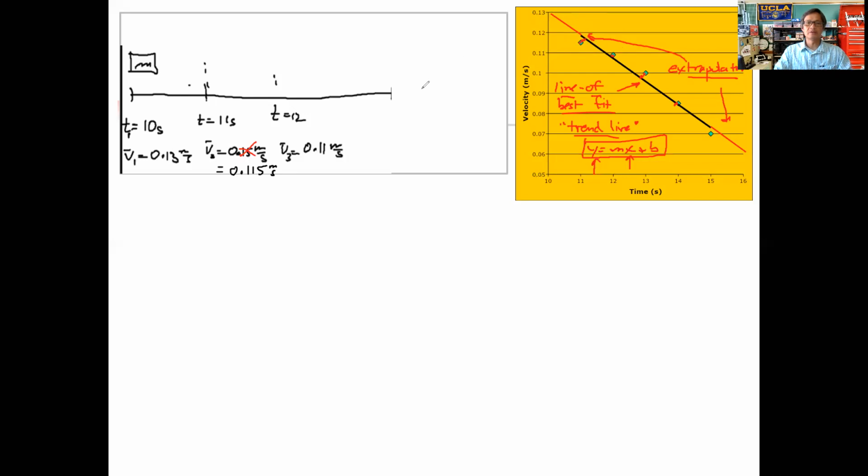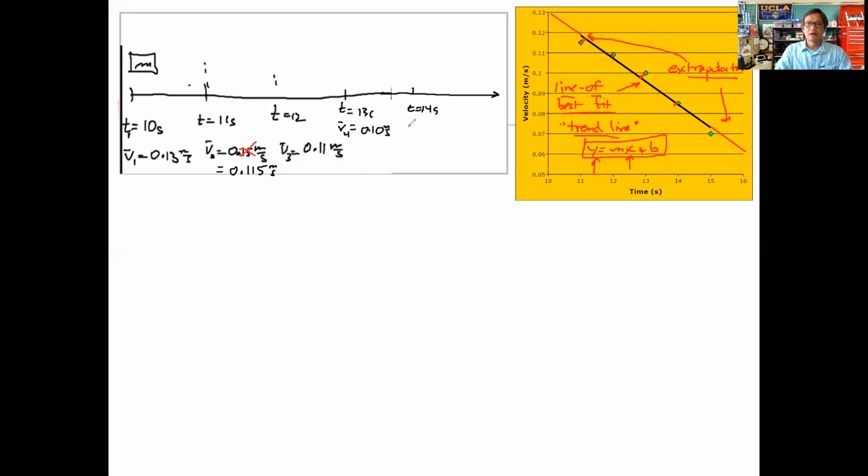Let's continue our line here. I ask you to continue to draw this at about t equal to 13 seconds. The velocity here, and I'm going to write it up here, V1, V2, V3, V4, is going to be roughly 0.10 meters per second. Continuing on our analysis, let's do t equal to 14 seconds.